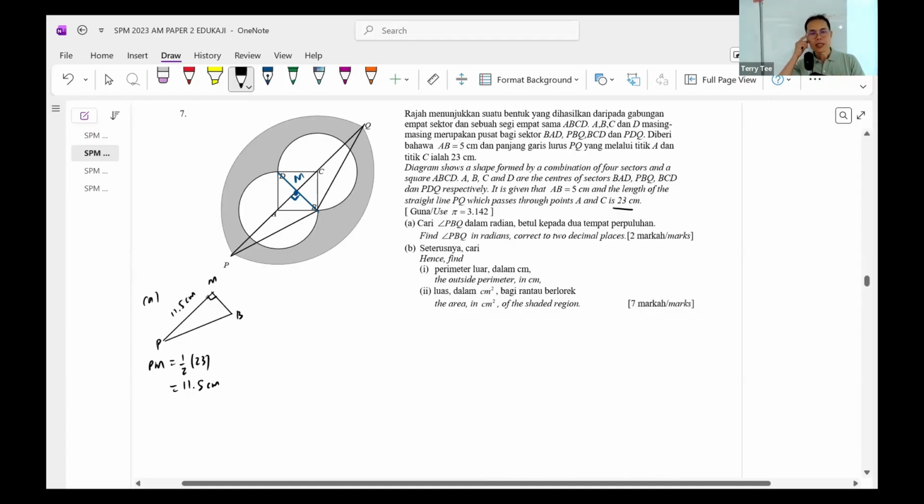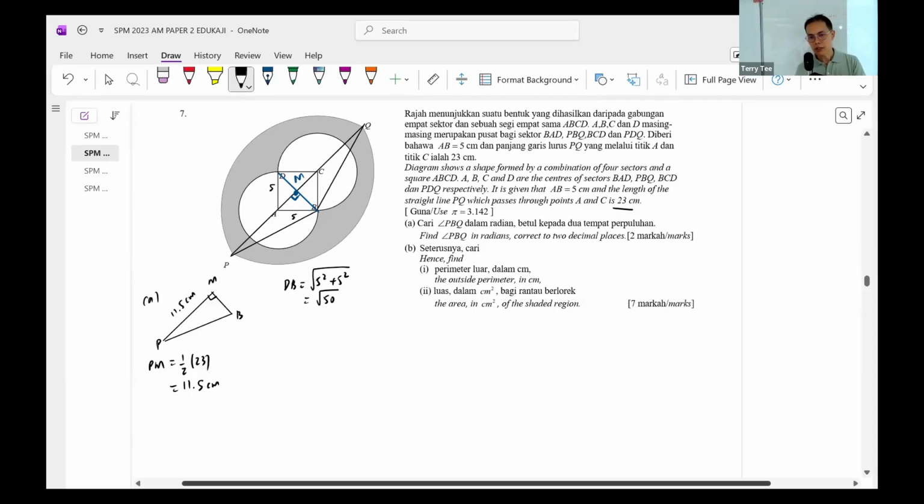cm. Okay. Now, do you know what's your MB? Can you find MB? Because the question mentioned AB is 5 and this is a square. If this is 5, this is 5, what is DB? DB is the square root of 5 squared plus 5 squared. You can think of it as square root 50 or 5 root 2.